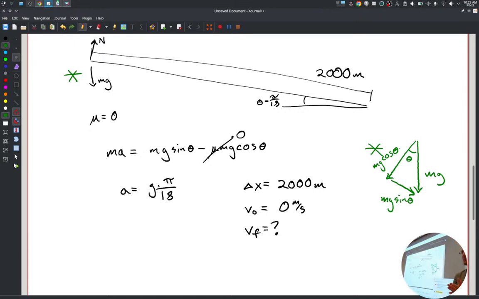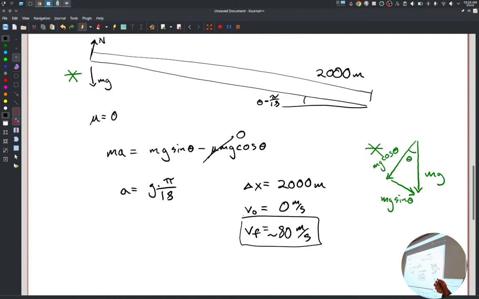Did anyone find a number? How fast is this guy going? 82.7 meters per second? 82, so like 80 meters per second? How's that sound? How fast is that? How many miles per hour? I know you already gave a number, but 80 meters per second, roughly.